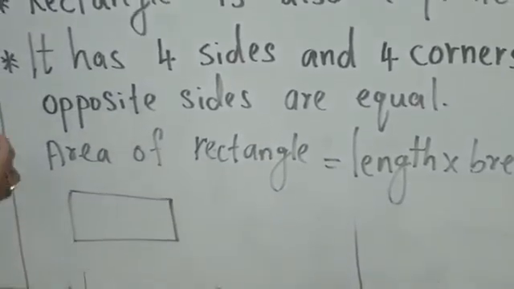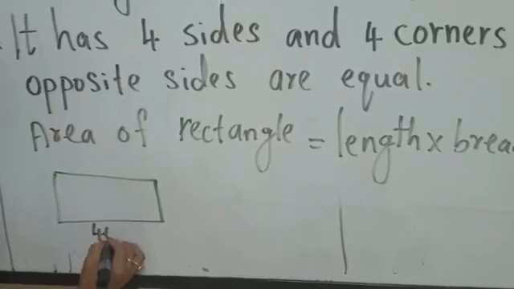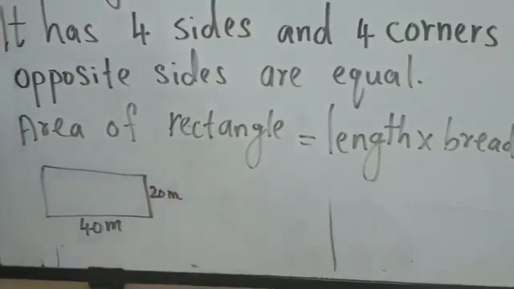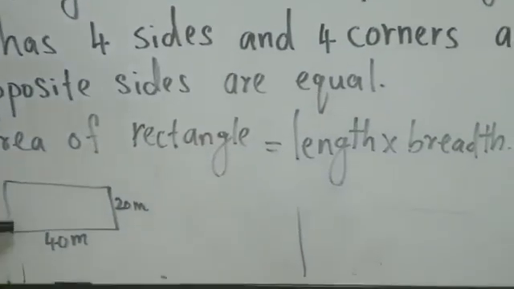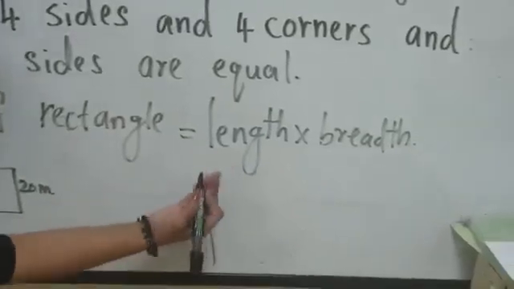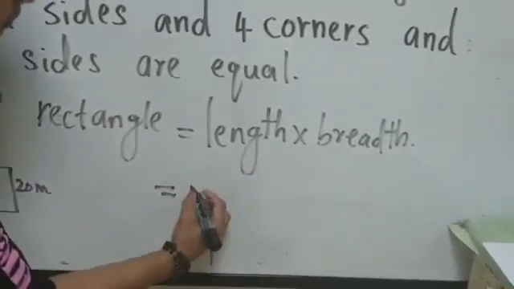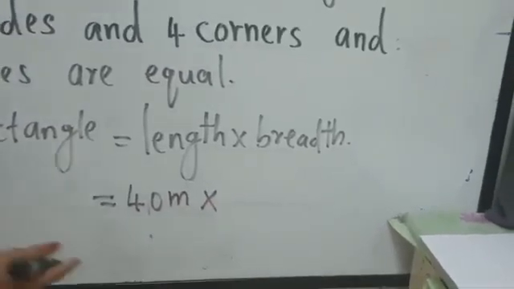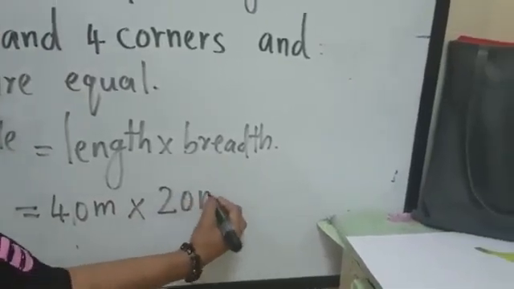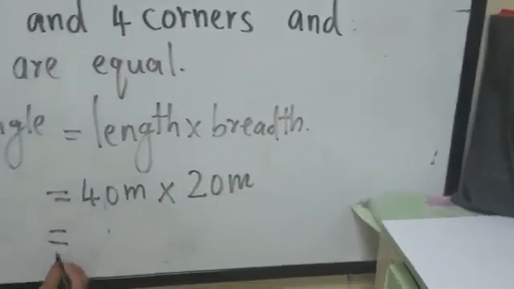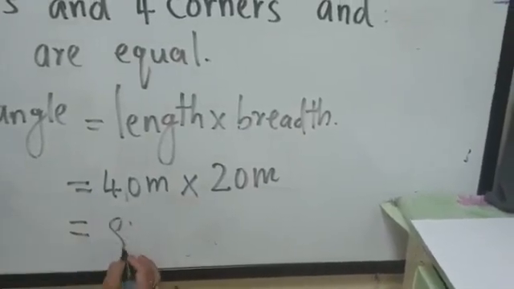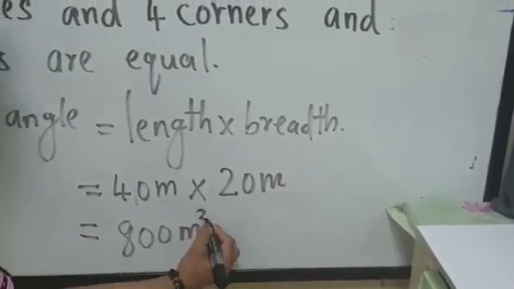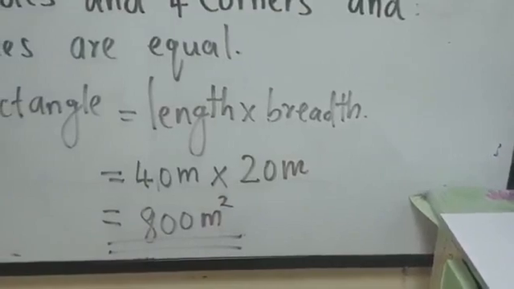Okay. So the measurement is given there. Length is equal to 40 meter and breadth is equal to 20 meter. So to find out the area of this rectangle, apply the formula. Length, already given there, 40 meter, multiplied by breadth, 20 meter. So when multiplying 40 into 20, 4 twos are 8, and add the zeros, and don't forget to write the unit. So done.